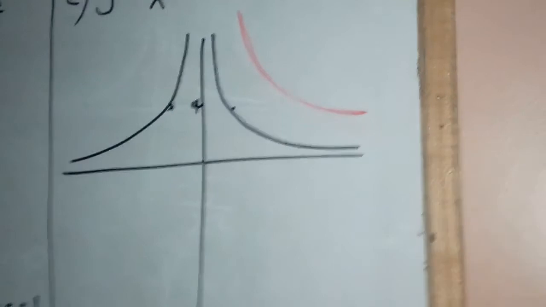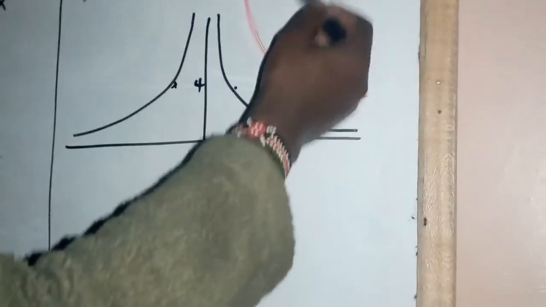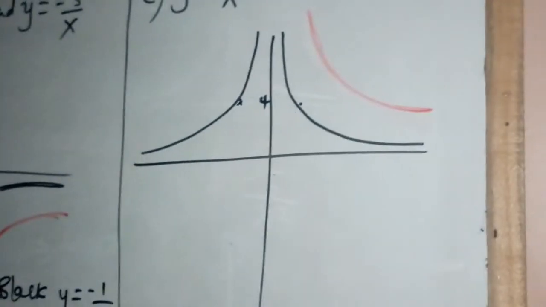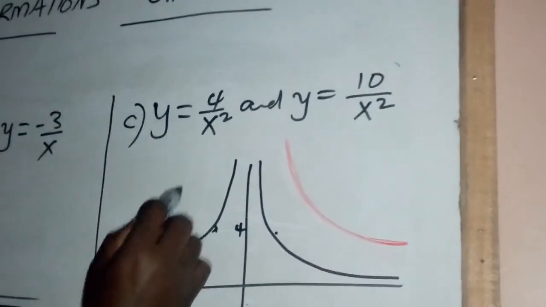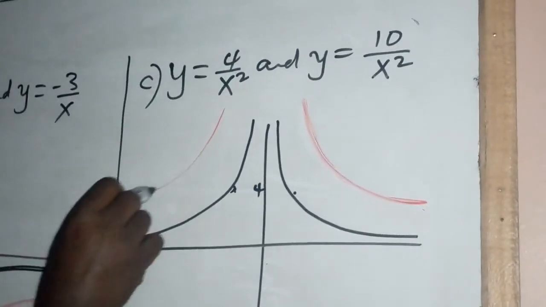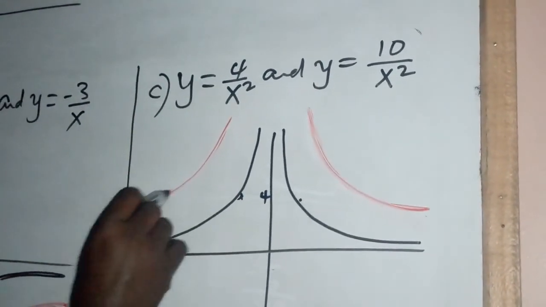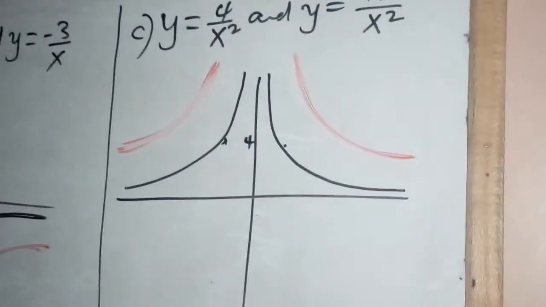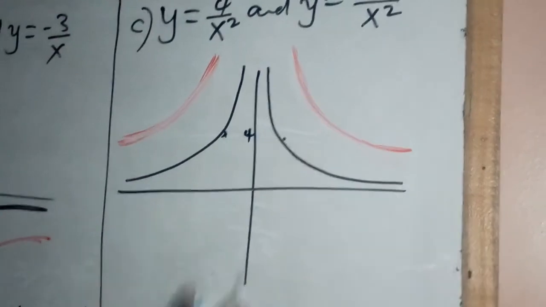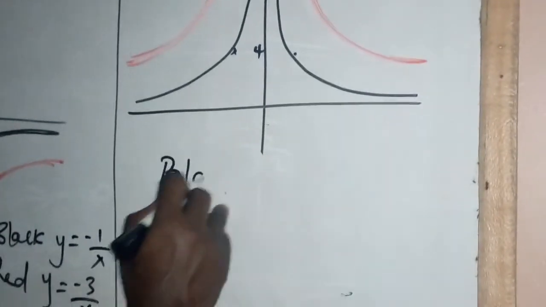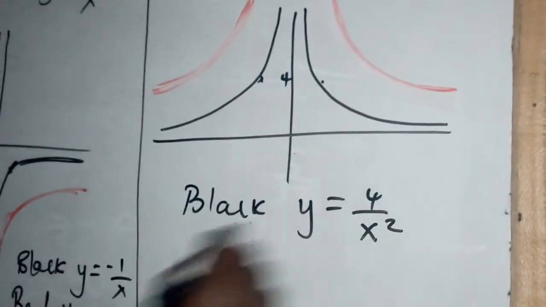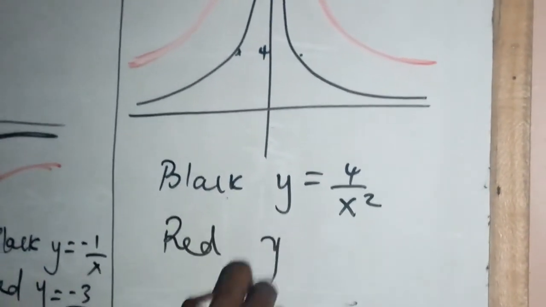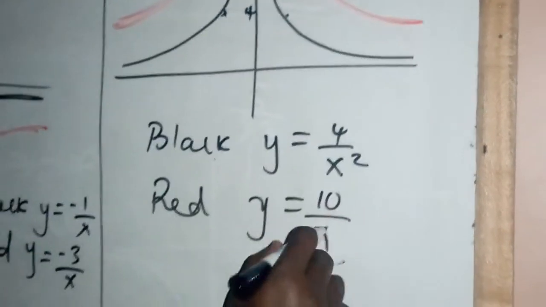When x is negative, again negative 1 squared is 1. So 10 over 1 is again a positive y. That means the same kind of graph is shown there. I want to make it as clear as possible. Again, you can see the black graph is the graph of y equals 4 over x squared, and the red graph is the graph of y equals 10 over x squared.